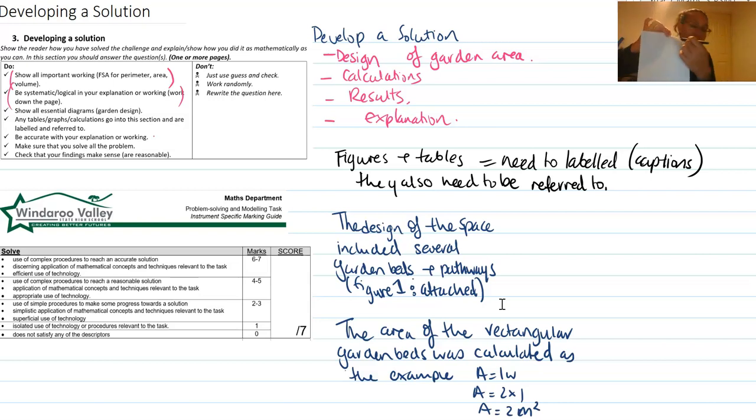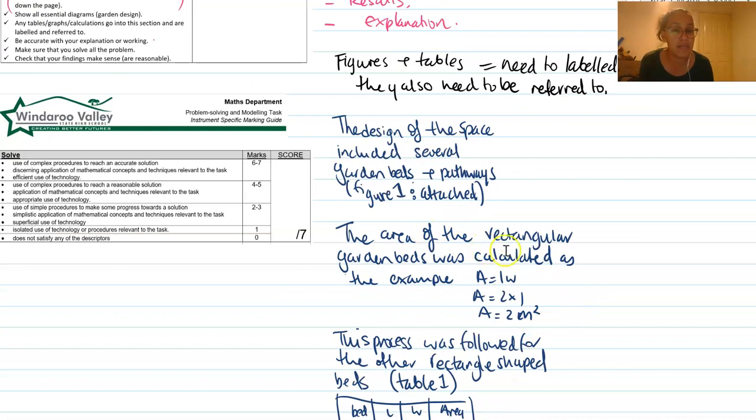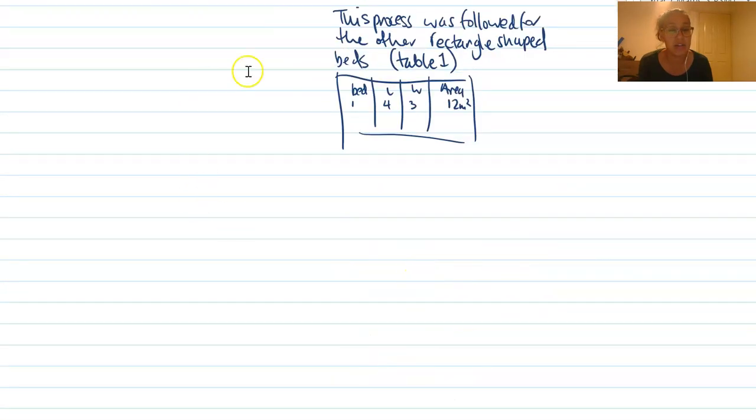So you might have figure 1, design of garden bed area, design of vegetable garden. Then you might have something like this: the area of the rectangular garden beds was calculated as the example. So there's my example. This process was followed for other rectangular shaped beds, see table 1. I would have bed 1, and I would label them on my sheet so I know where they are. So you might label all of these 1, 2, 3, 4, whatever number of beds, and then you could have the area for each one of those.